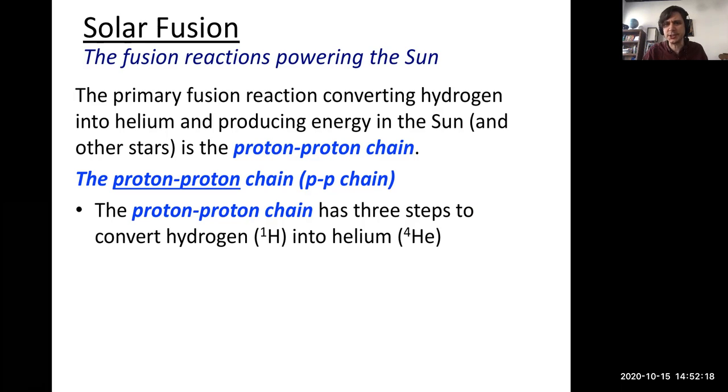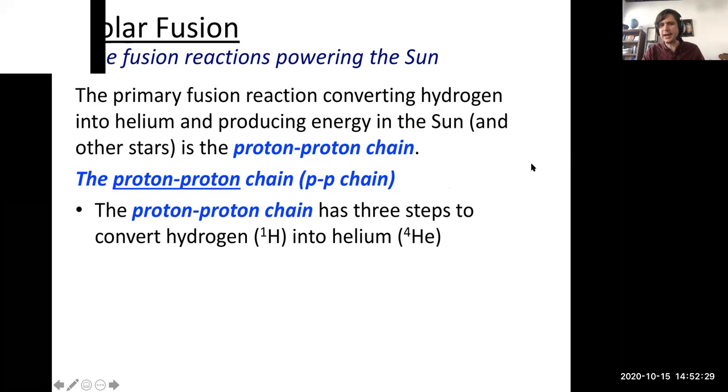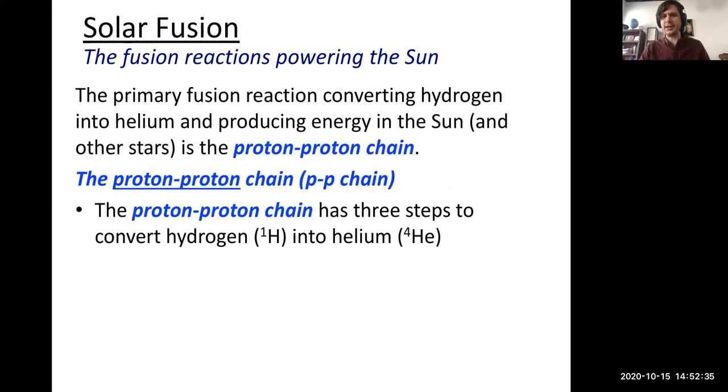And this reaction chain is called the proton-proton chain. Sometimes it's just shortened to the PP chain. For obvious reasons, I'm going to avoid saying PP chain as much as possible in this class. So the proton-proton chain has three different steps. And in the end, it's going to convert hydrogen into helium, and in that process, release a whole boatload of energy that will power the sun.